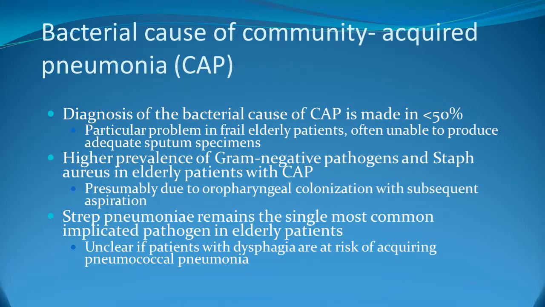So in community-acquired pneumonia, the diagnosis of a bacterial cause is made in less than 50%. A particular problem is the frail elderly patient, often unable to produce adequate sputum specimens. There is a higher prevalence of gram-negative pathogens and Staph aureus in elderly patients with CAP, presumably due to oropharyngeal colonization with subsequent aspiration. Streptococcus pneumoniae remains the single most common implicated pathogen in elderly patients. It is unclear if patients with dysphagia are at risk of acquiring pneumococcal pneumonia.